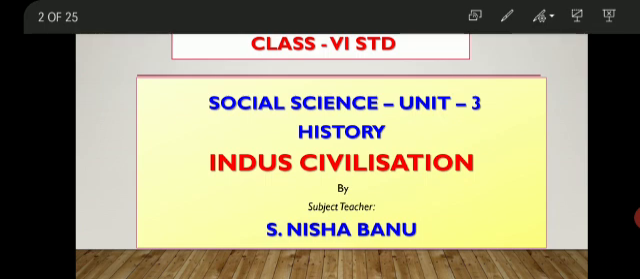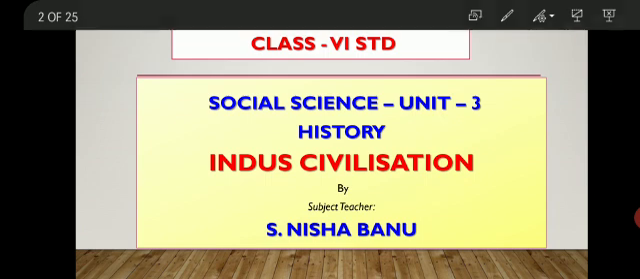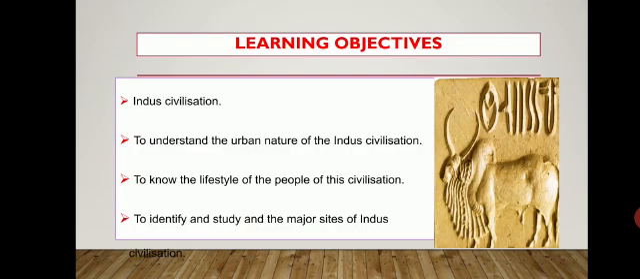This is class 6 Social Science Unit 3 History, Indus Civilization. First one is learning objectives: to know about the Indus civilization, to understand the urban nature of the Indus civilization, to know the lifestyle of the people of this civilization, and the last one is to identify and study the major sites of Indus.